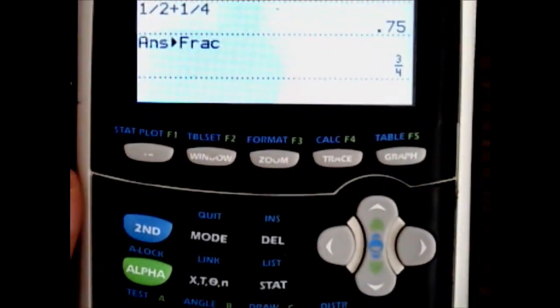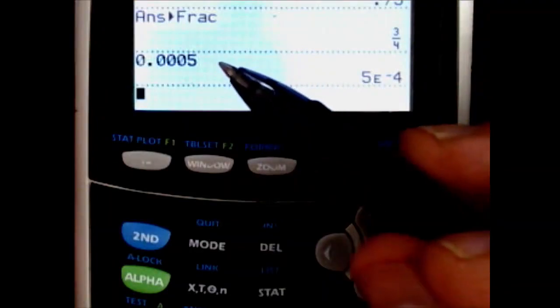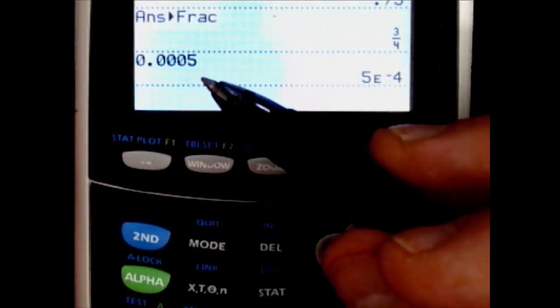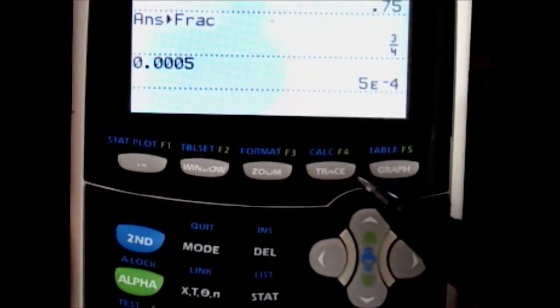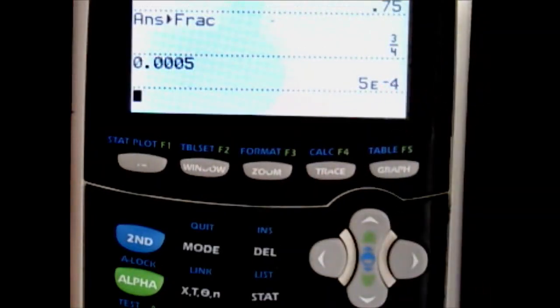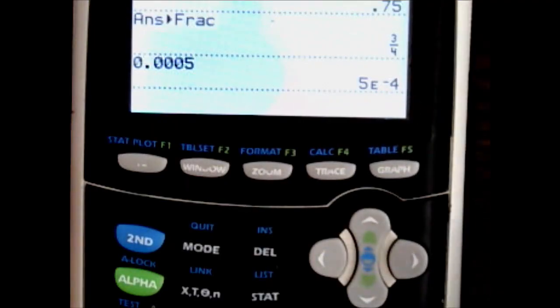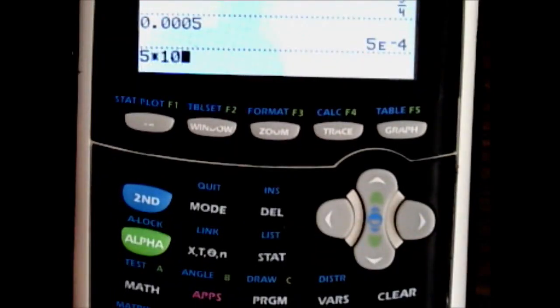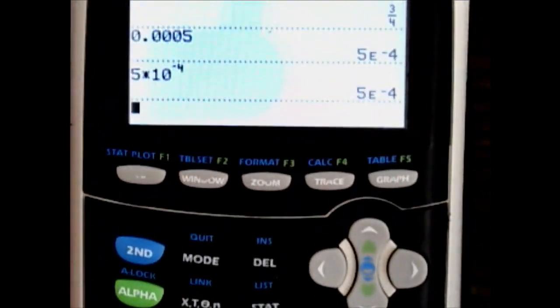Let's say you want to type in 0.0005. Okay, that's a very small number. It's 5 10,000ths, or 1 over 2,000. Now it'll be written as 5E negative 4. That's your scientific notation there. Whenever you see the capital E with a number after it, that means times 10 to that power. So that means 5 times 10 to the negative 4. You can actually do 5 times 10 raised to the negative 4, and you get the same answer.